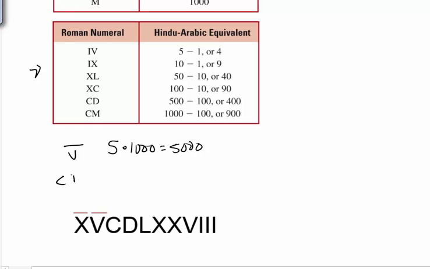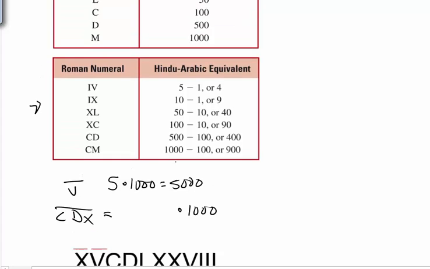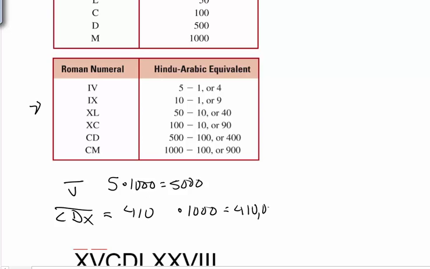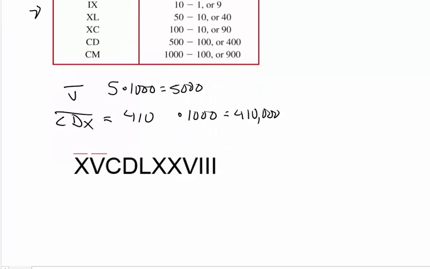If we did something like CDX with the line on top, we have an extra factor of 1,000 in there. Now CD represents, well, the D would be 500, but the 100 preceding it means it's 500 minus 100, so it would be 400, and then the X at the end means we're looking at 10, so we have 410 times 1,000, or 410,000.